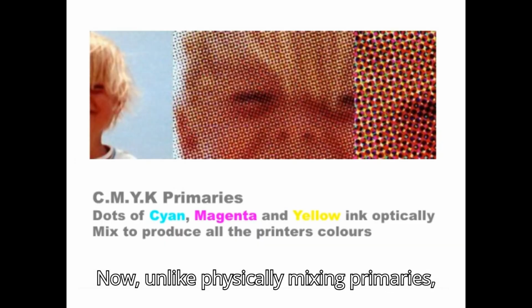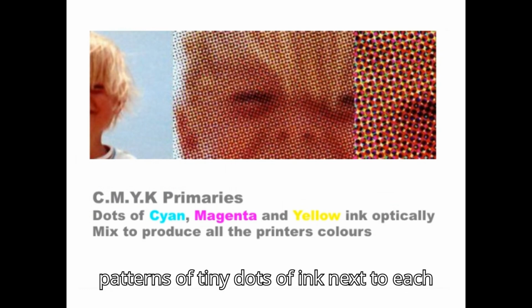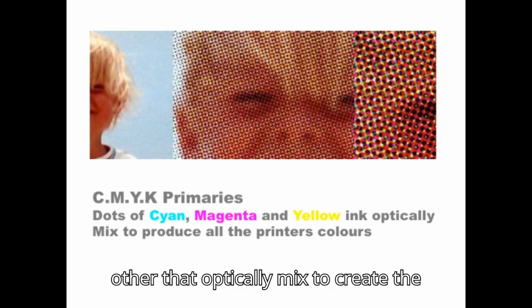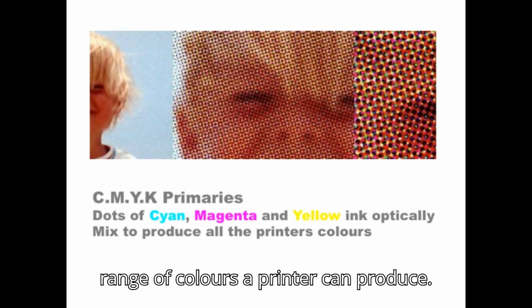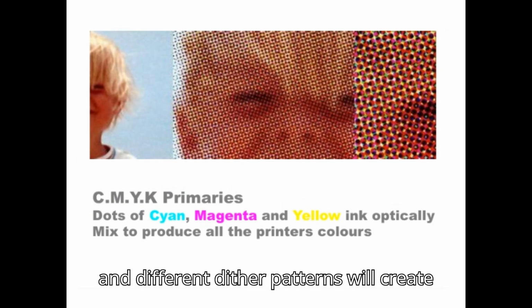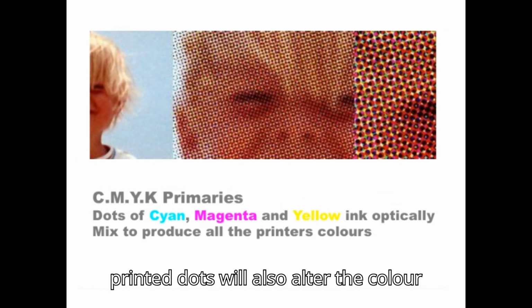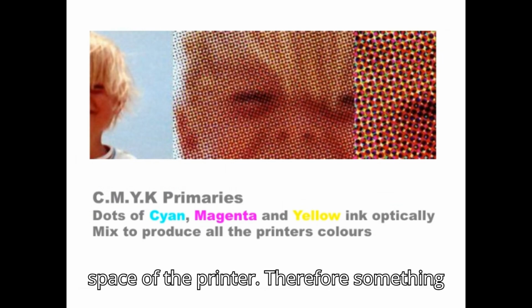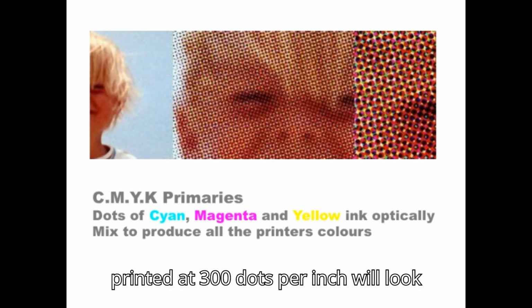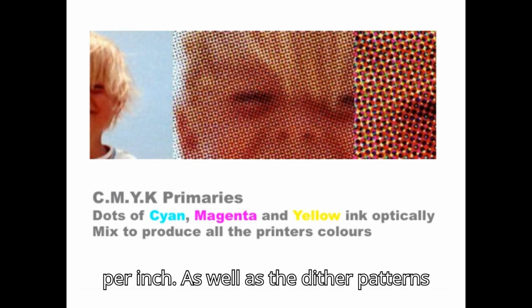Now, unlike physically mixing primaries, printers create colours by printing patterns of tiny dots of ink next to each other that optically mix to create the range of colours a printer can produce. These patterns are called dither patterns, and different dither patterns will create different colour spaces. The size of the printed dots will also alter the colour space of the printer. Therefore, something printed at 300 dots per inch will look different to something printed at 150 dots per inch.